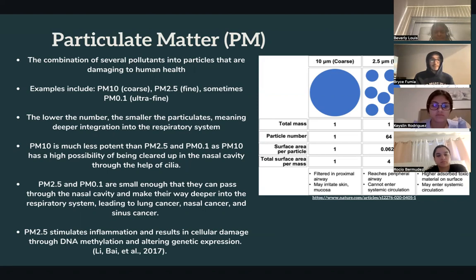PM10 in particular is much less potent than PM2.5 and PM0.1, as PM10 has a high possibility of being cleared up in the nasal cavity through the help of cilia in the nose, while PM2.5 and PM0.1 are small enough that they can pass through the nasal cavity and make their way deeper into the respiratory system. This leads to lung cancer, nasal cancer, and sinus cancer. PM2.5 specifically stimulates inflammation and results in cellular damage through DNA methylation and altering genetic expression.